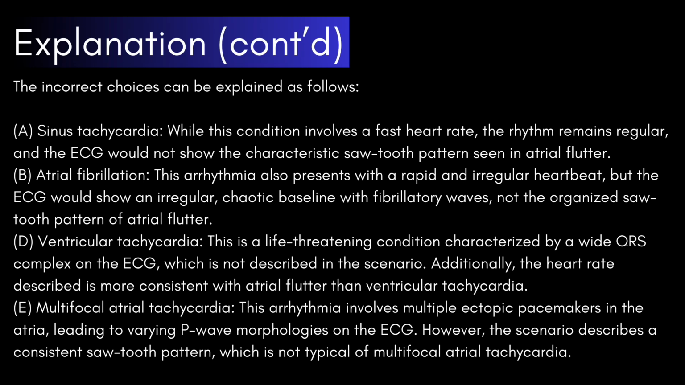Atrial fibrillation. This arrhythmia also presents with a rapid and irregular heartbeat, but the ECG would show an irregular, chaotic baseline with fibrillatory waves, not the organized sawtooth pattern of atrial flutter.